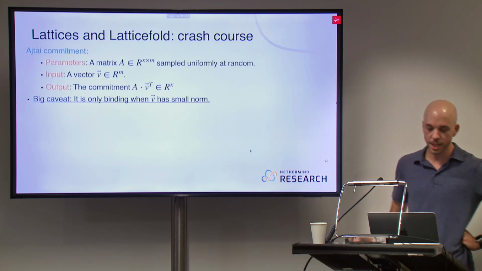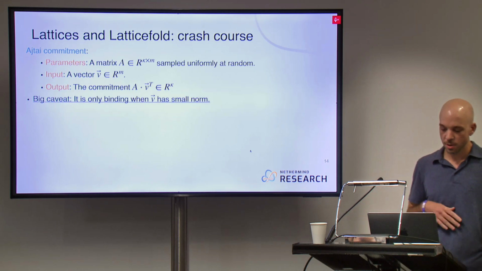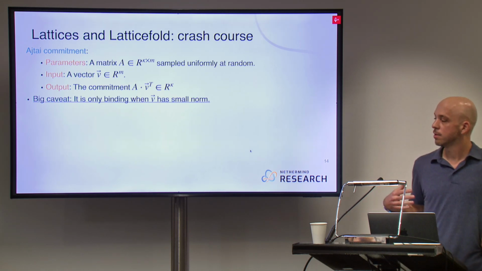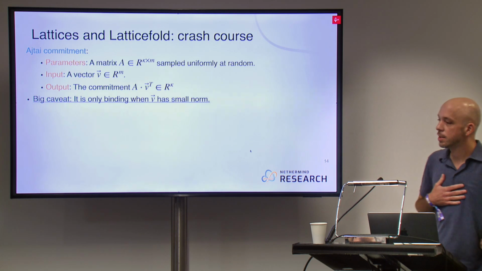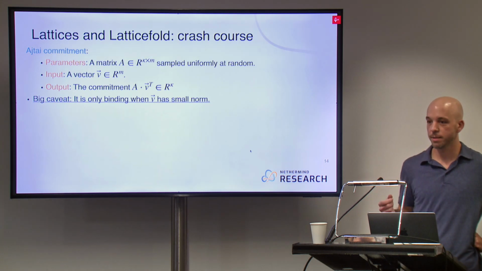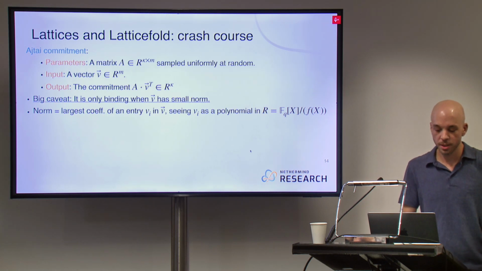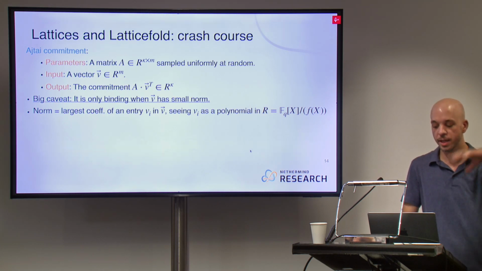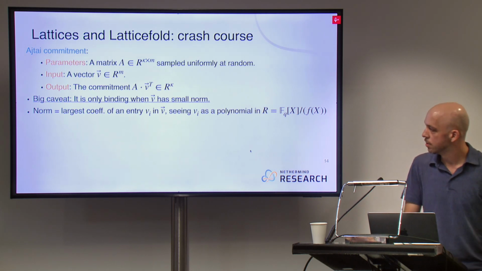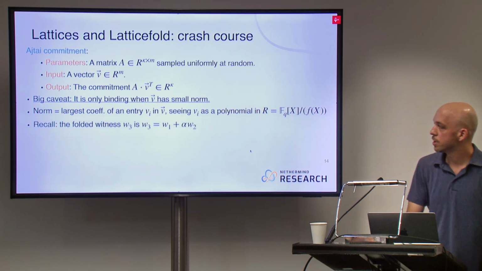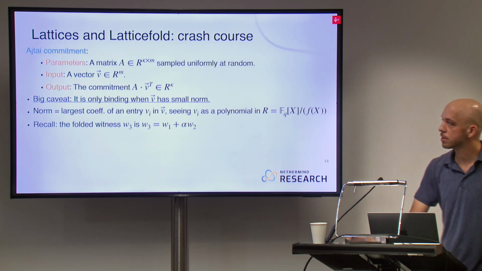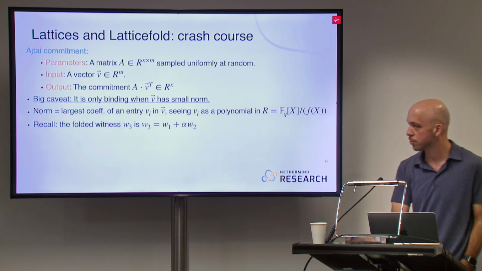This is just a recap of lattice commitment. So a huge caveat of lattice commitment is that it is only binding when the vector you are committing to has small norm. And norm is the largest coefficient of an entry of the vector, if you look at the entry as a polynomial.